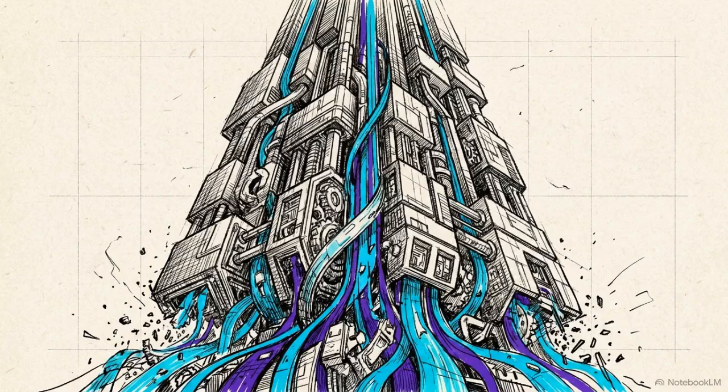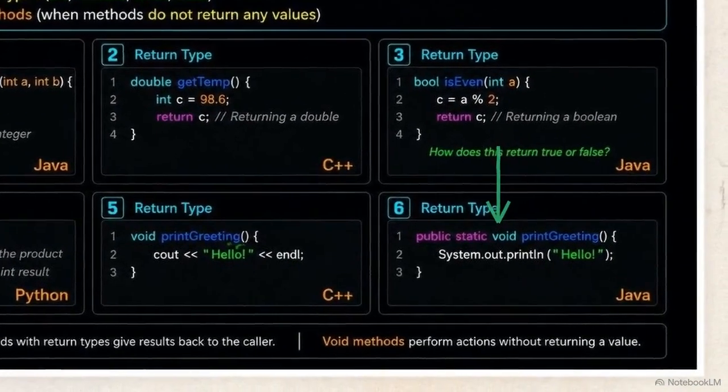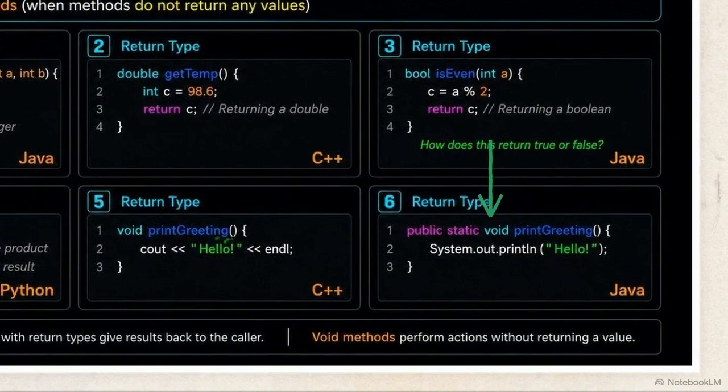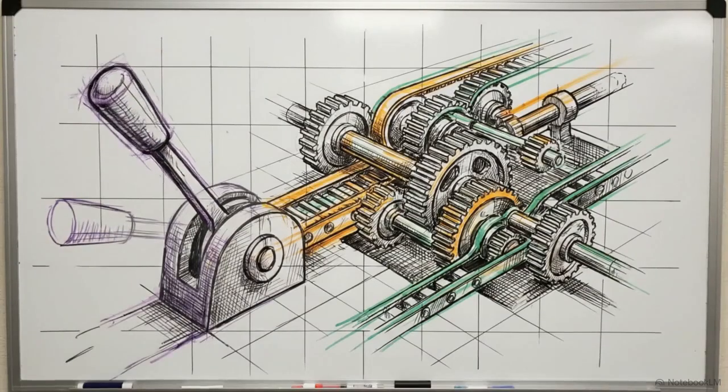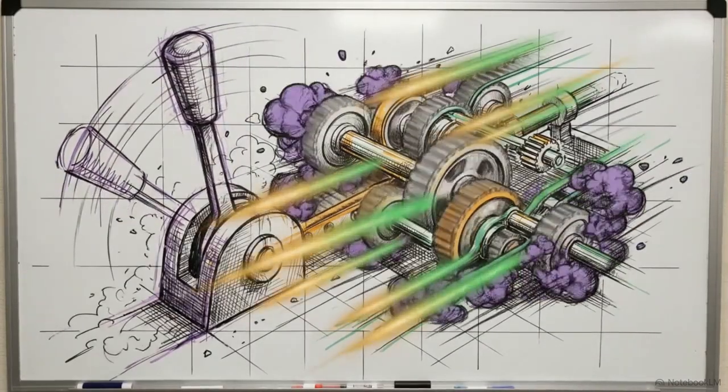We must also analyze the data flowing in the opposite direction. Developers are required to strictly declare what a method gives back to the system. This grid compares methods that return primitive data types, like integers or booleans, against void methods. A void return type explicitly states that the method performs an action, such as printing text to a terminal, but passes 0 data back to the underlying program. Parameters and return types are the dynamic levers that transform a rigid block of code into a highly flexible, reusable tool.